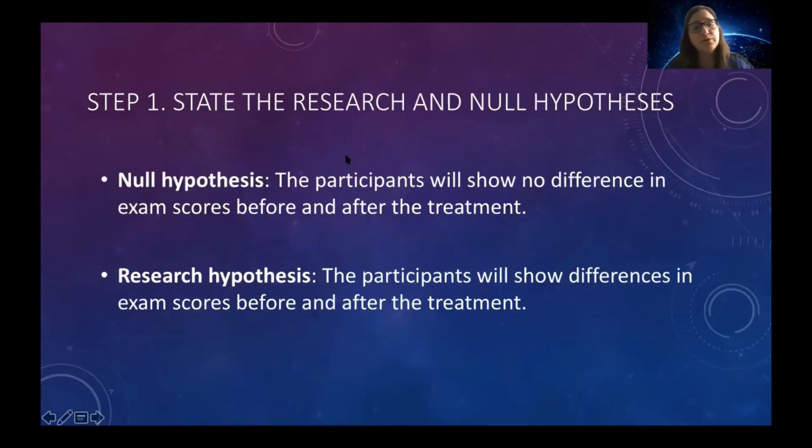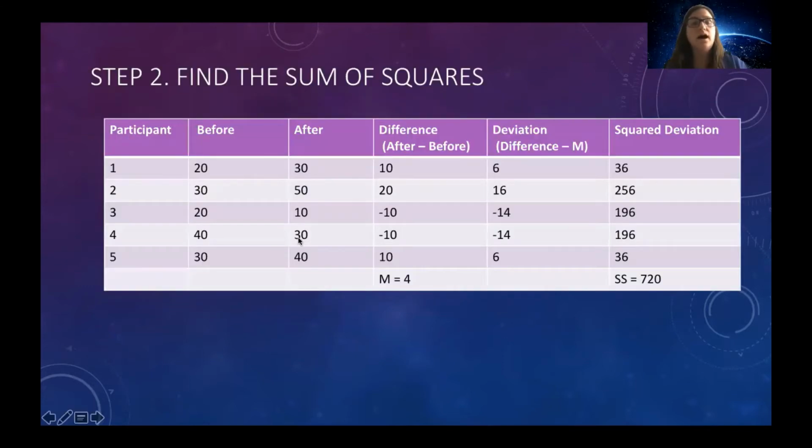The first thing that you want to do is you want to state the research and null hypothesis. So the null hypothesis is that the participants will show no difference in exam scores and cognitive scores before and after the treatment. And the research hypothesis is that the participants will show differences in their exam scores before and after the after-school STEM program. So as always, the null hypothesis states that there's no change, and the research hypothesis states that there's going to be a change.